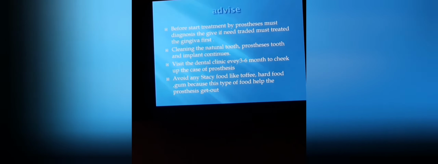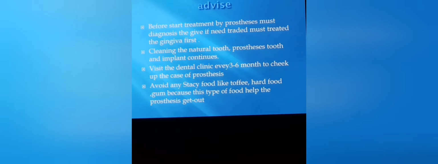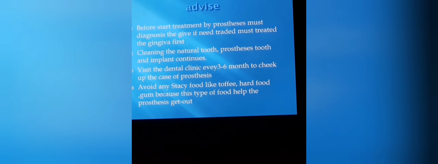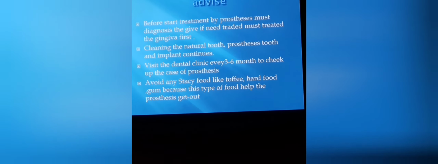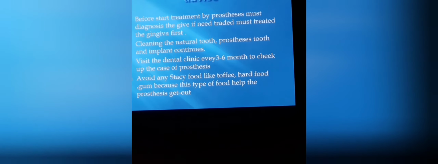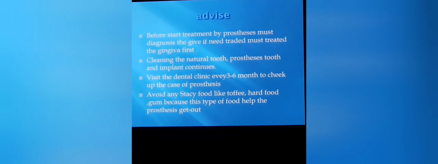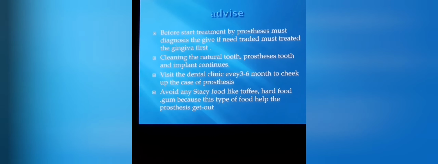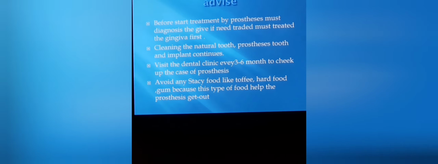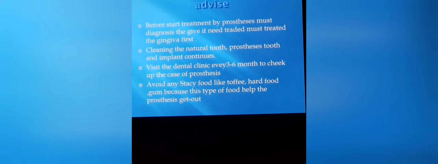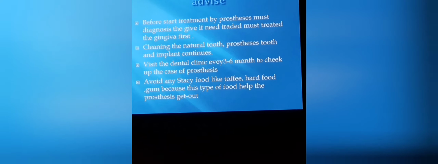I have some advice for the prosthesis and dental implant. Before starting treatment with a prosthesis, we must diagnose the case very well and keep the gums healthy first. Treat the gums if they need it. If the gums have gingivitis, bleeding, or inflammation, we must treat the gums first and clean the natural teeth, and after that we insert the prosthesis and the implant, as we said before.